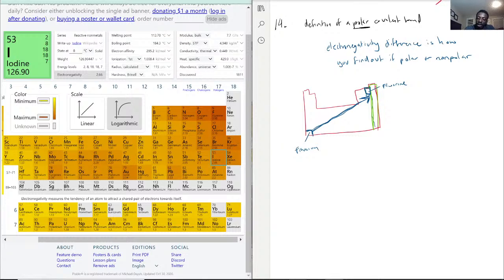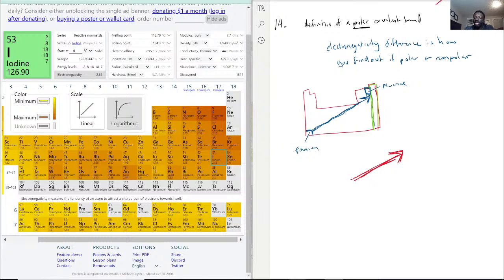Just remember that, okay? If you ever think of electronegativity, just think of a big arrow going that way. So with that being said, this is the directionality of electronegativity. Now, how does that actually let us know about a polar covalent bond?